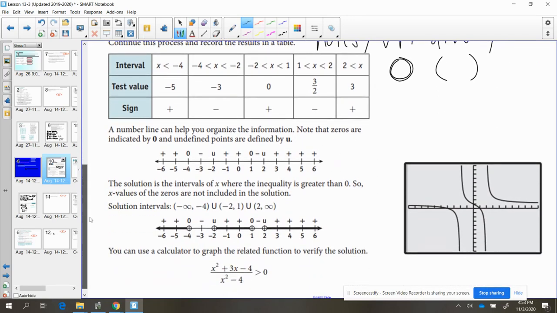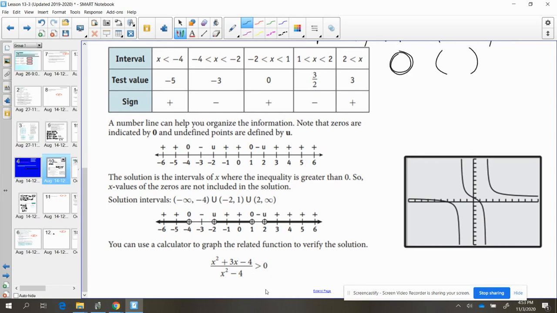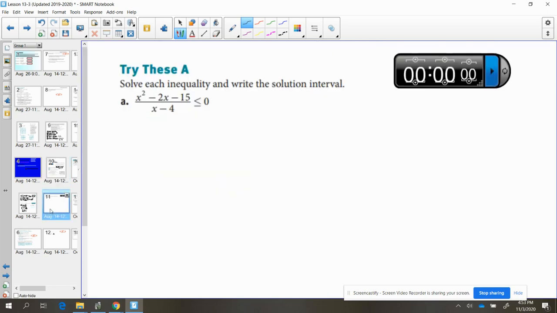Zeros are again going to be dependent on whether this is a greater than or less than sign, to see if they're included or not. So on your graph, in this case, they were all open circles because we weren't including zero, but be aware as we go through these examples, sometimes you might have closed circles and open circles all involved here, okay?